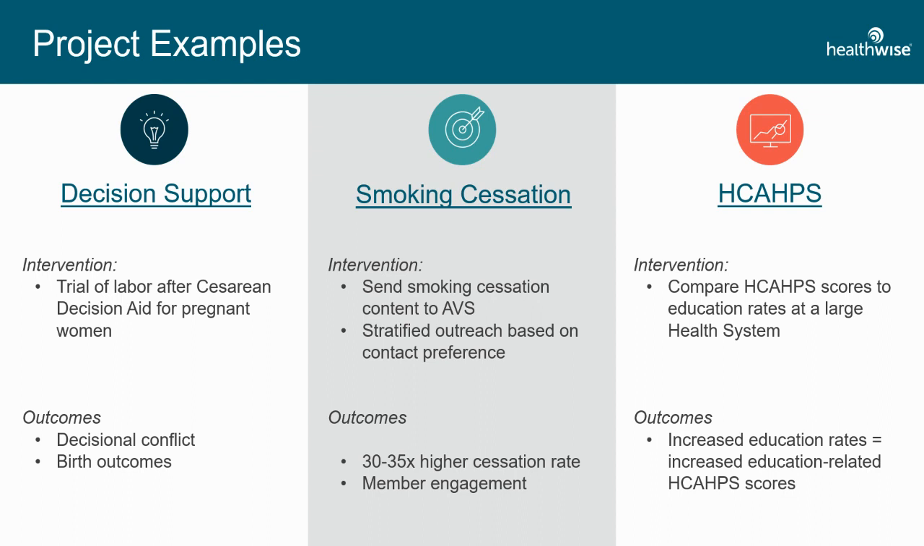And you'll see here that outcomes for this program were really impressive. This smoking cessation program at Duke saw a 30 to 35 times higher cessation rate compared to someone trying to quit smoking unassisted. And they saw a really high level of member engagement from this individualized outreach. They sent, I believe, a million sends of this information to different patient charts, and they had a really high engagement rate because of that individualized way of outreaching.